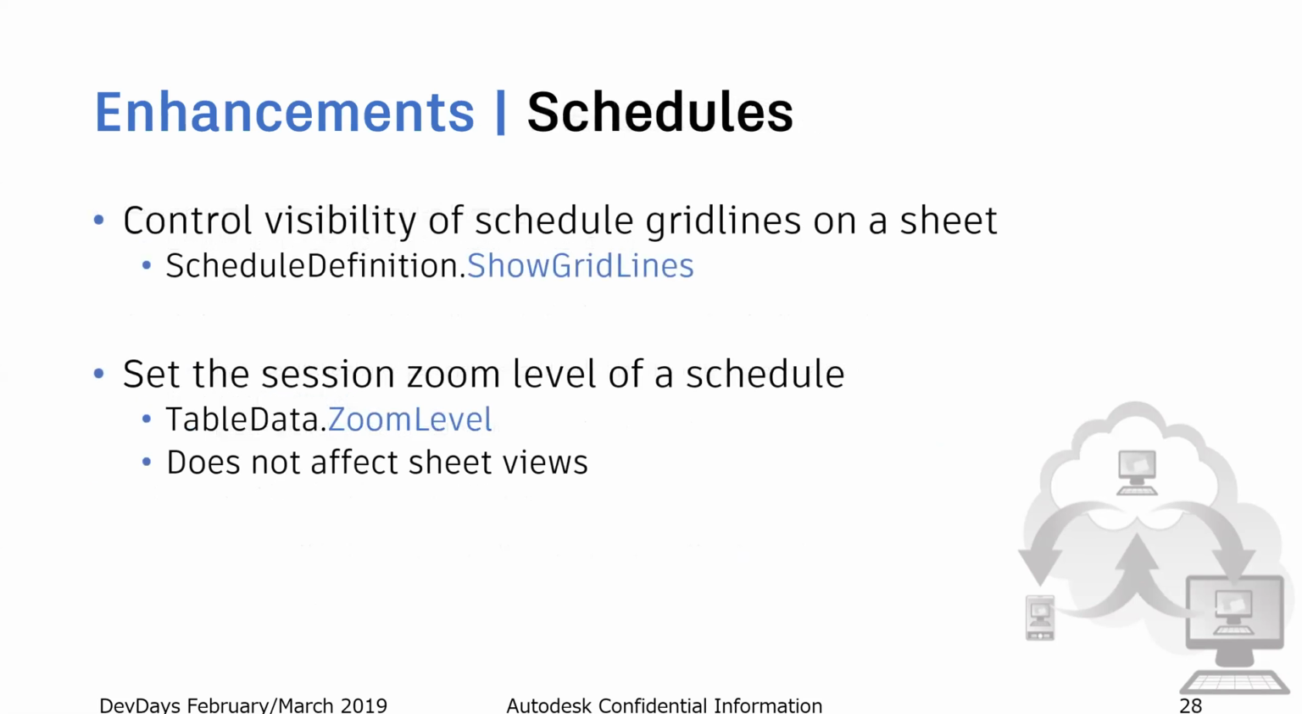Other enhancements to schedules, we can now control the visibility of schedule grid lines on a sheet. So basically, you can set this property. When you place that schedule on a sheet, it will either show the grid lines or not. And we also added the ability to control the zoom level of the text in a schedule. Just so you know, this only affects the schedule view itself. It doesn't affect the representation of that schedule on a sheet. And it is a temporary setting that gets reset after the session.